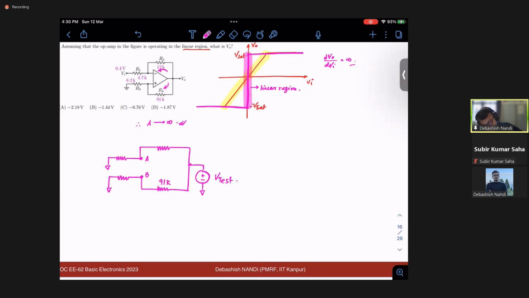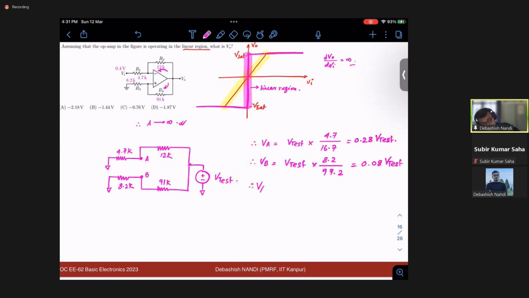This is 91K, this is 8.2K, this is 4.7K, this is 12K. So what is my VA? My VA is nothing but V test into 4.7 over 16.7, that is 0.28 V test. And what is your VB? VB is your V test into 8.2 over 99.2, that is 0.08 V test. So what is your VAB? It is nothing but 0.20 V test.